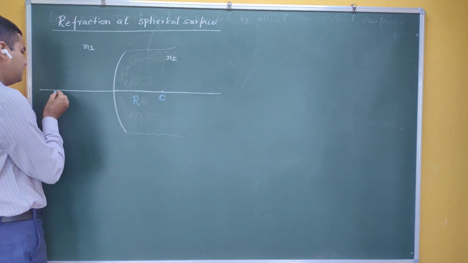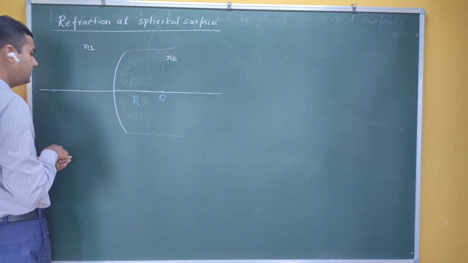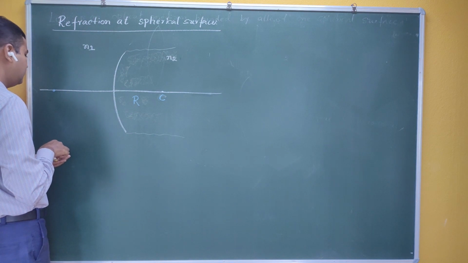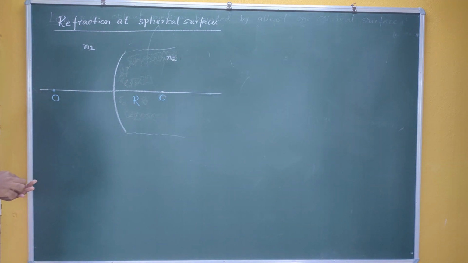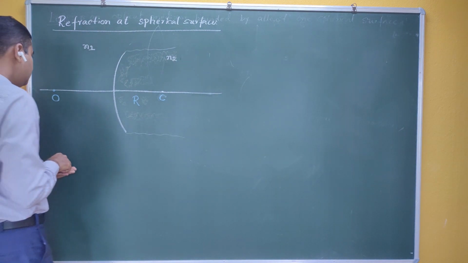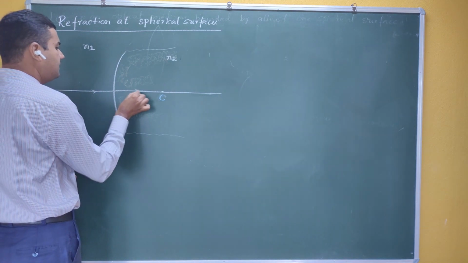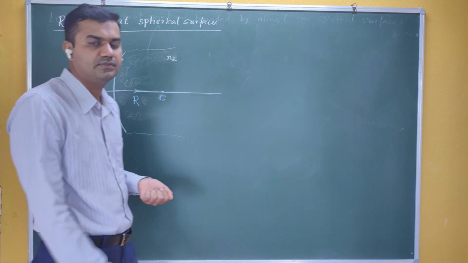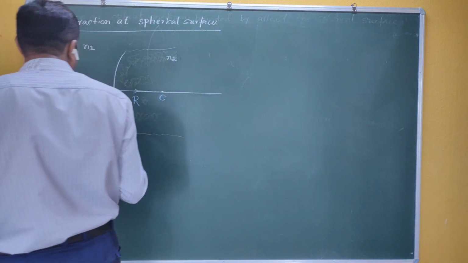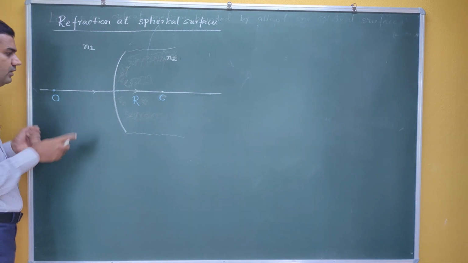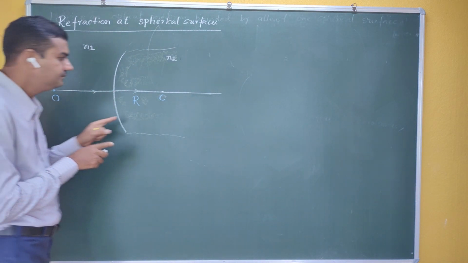Okay, so let me take a point object for the sake of discussion. So this is a point object, and let me call this point object O. So O is the point object. See, the first ray passes through the principal axis. You know that when it passes through the center of curvature, it passes through the pole, it is undeviated. If i is equal to 0, then r is also 0. It is correct.